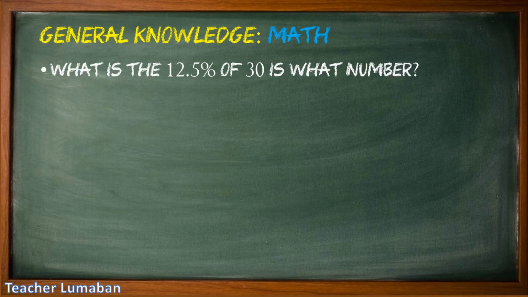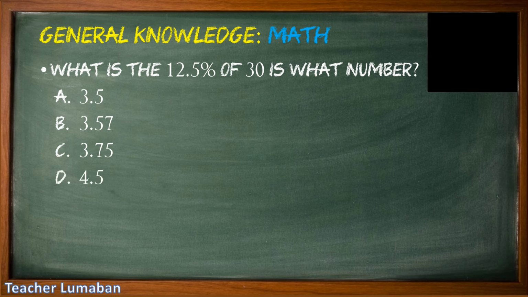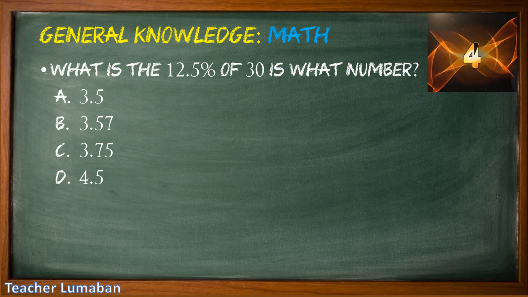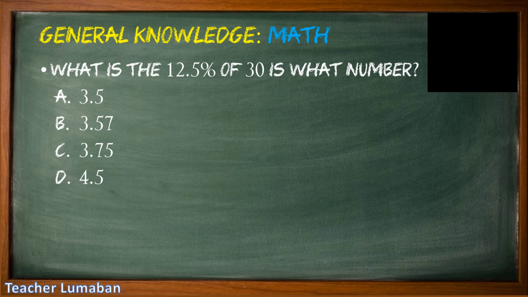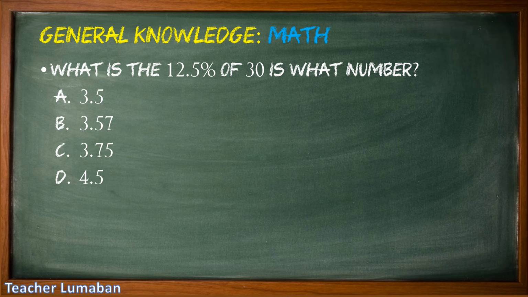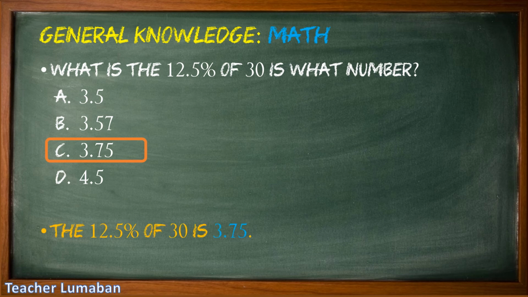What is 12.5% of 30? Letter A, 3.5. Letter B, 3.57. Letter C, 3.75. Letter D, 4.5. Please answer in 5, 4, 3, 2, 1. The correct answer is letter C, 3.75. The 12.5% of 30 is 3.75.